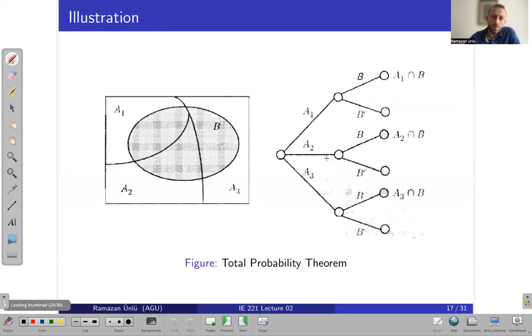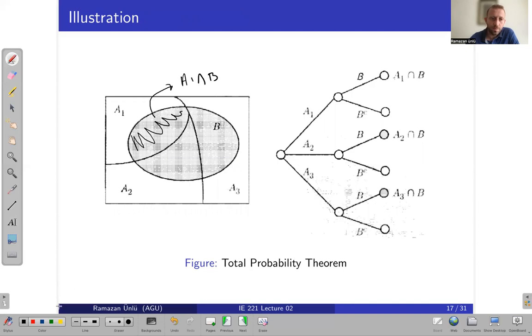Okay, so let's first illustrate this multiplication and how that works. Let's say this part is A, this part is A1, this part is A3, and this part is A2. And let's say this is the event B. From this illustration, how can I define this part? This is simply A1 intersect B, right?